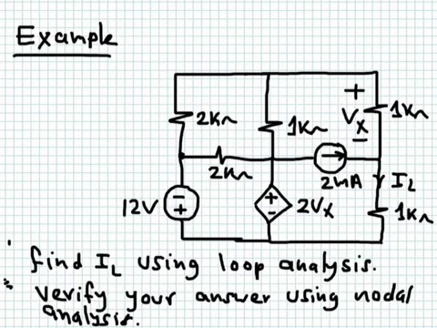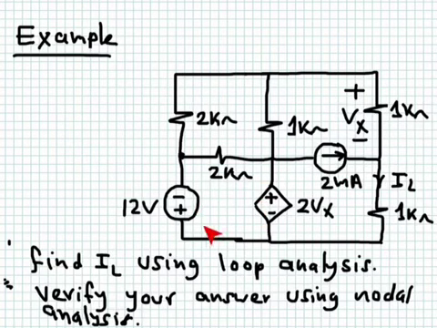We would like to find the current IL, the current flowing in the 1 kilo ohm resistor using loop analysis, and we would like to verify our answer using nodal analysis. Of course, loop analysis and nodal analysis can be used to solve any question, and you should be able to verify your answers using one technique or the other. Okay, so let's start. I will first use loop analysis.